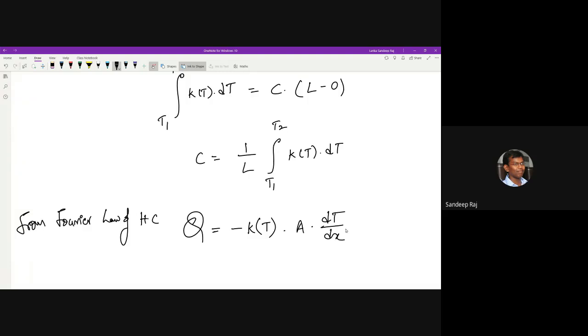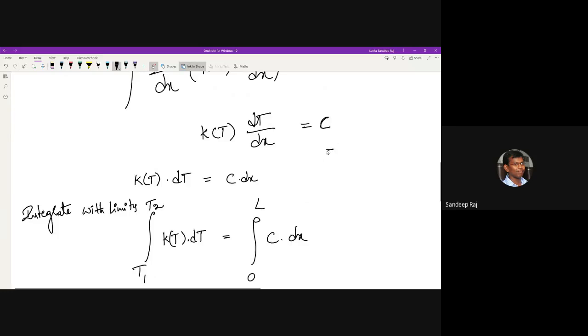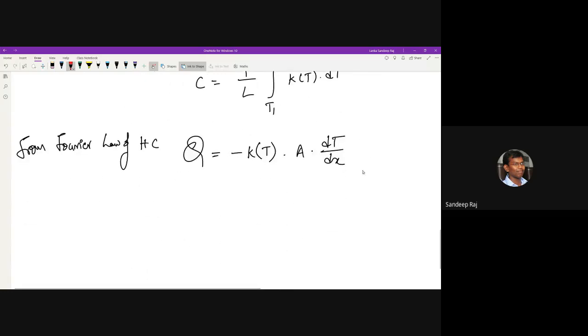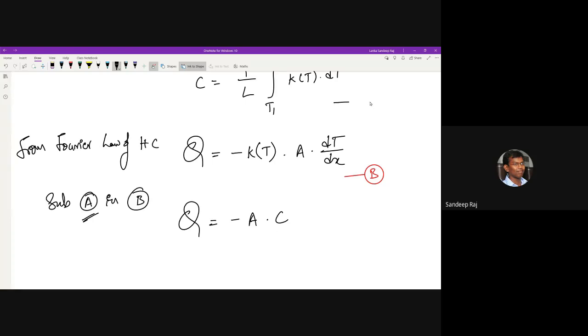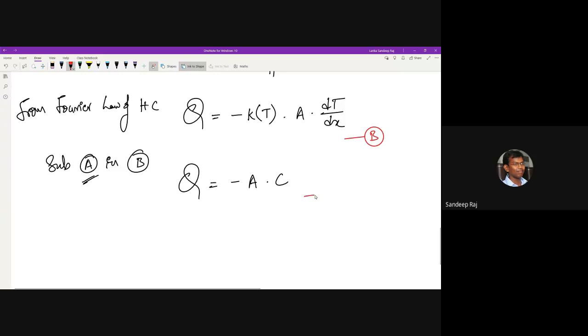Okay. Now, see here, if you look at this, let me call this A. If I substitute A into this B, what I get is Q is equal to minus of K of T into dT by dx, which is actually your C. So that's what you have in your equation A, which I have substituted here. So what I get is Q is equal to minus A into C. Now I'll call this equation C, and this is equation D.